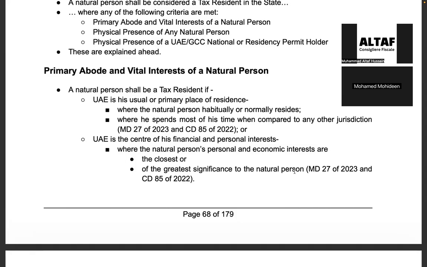because then the family will be here, your property will also be here, then chances are that you will end up being considered a tax resident. Yes, you will get the tax residency here in UAE. So sometimes you can maneuver around things in this manner as well.